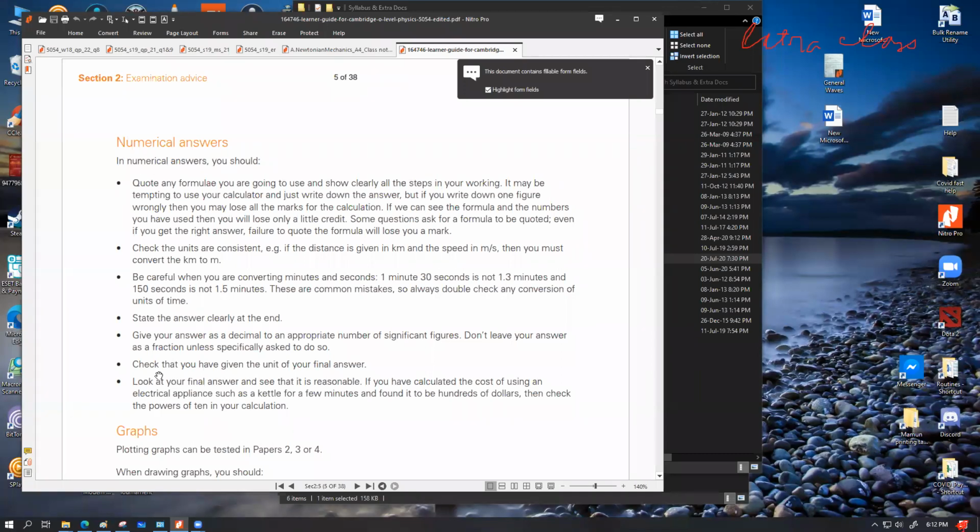If you have calculated the cost of using an electrical appliance such as a kettle for a few minutes and it comes to hundreds of dollars, then check the power of 10 of your calculation. What was your question again? No, I have just asked the meaning of the final point. Where is the final point? Sir, the one that you just read, the last point, just a little definition. Okay, wait, let me look at your answer.